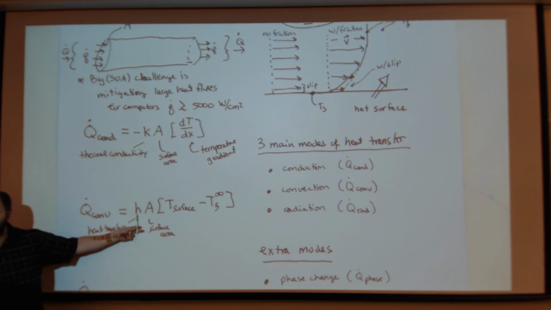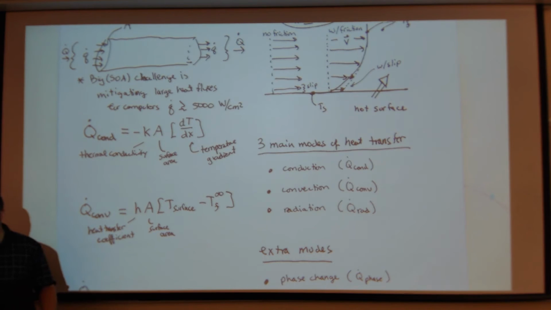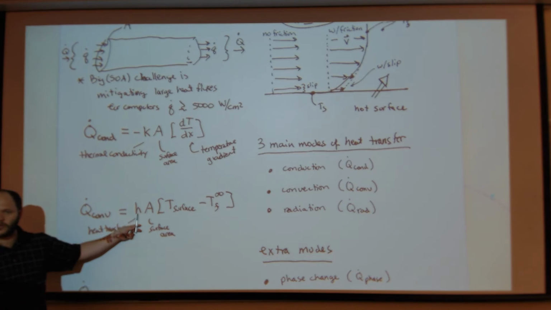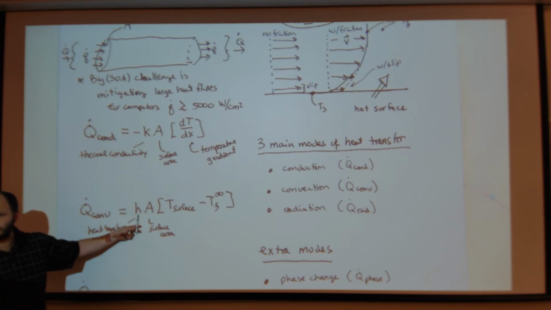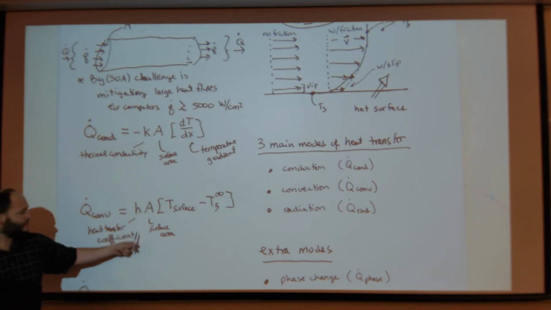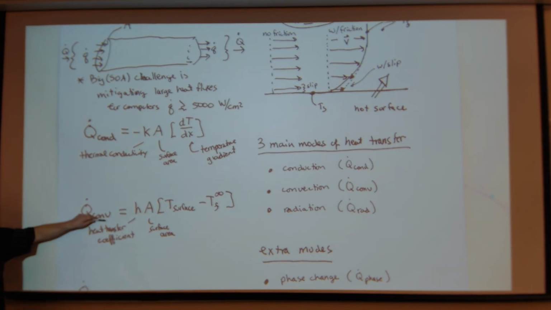These values range between 0.1, which is something like me blowing on my hand, a really small heat transfer coefficient, air flowing over a surface, to things on the order of 10,000. But we have the convection part.